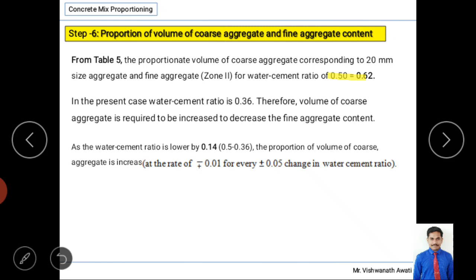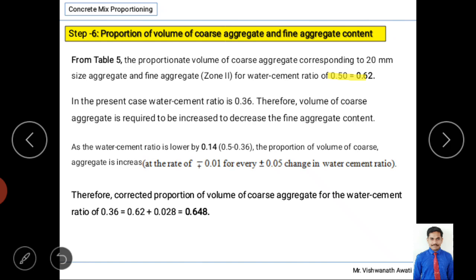So how much is the change in the water cement ratio? 0.14. Then how much do you have to increase the content of coarse aggregate? At the rate of 0.01 for every 0.05 change in the water cement ratio. If you calculate, we will get approximately 0.028 as the increase in the coarse aggregate.